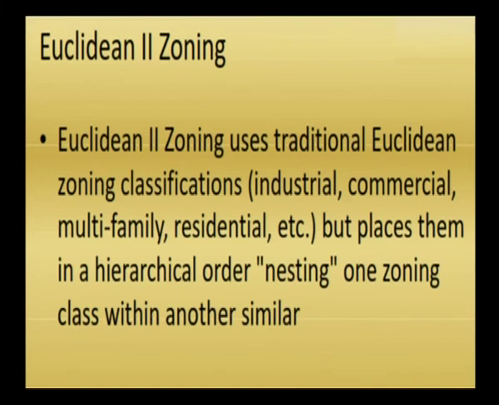Euclidean 2 is another type of zoning. In this, zoning uses traditional Euclidean zoning classifications like we just discussed: industrial, commercial, multifamily, residential, but with a small change, it places them in a hierarchical or nesting order, which makes one zoning class nest within another. So, there is a hierarchical order that is placed in this. For example, multifamily is not only permitted in the higher order multifamily zoning districts, but also permitted in higher order commercial and industrial zoning districts as well.